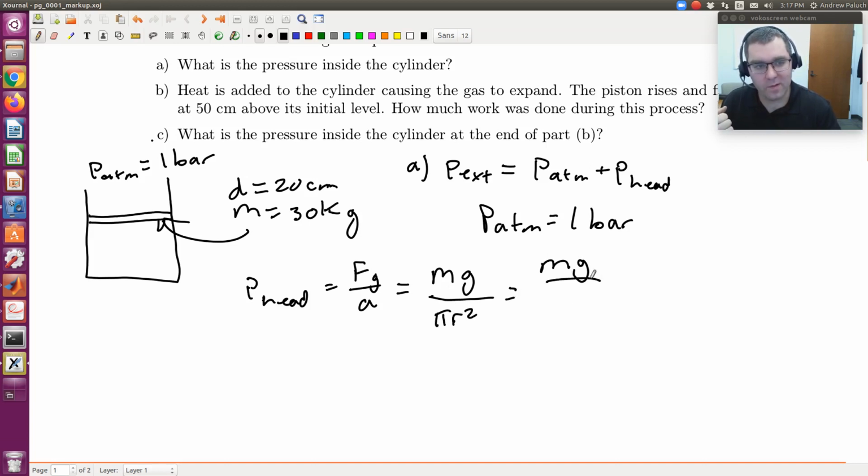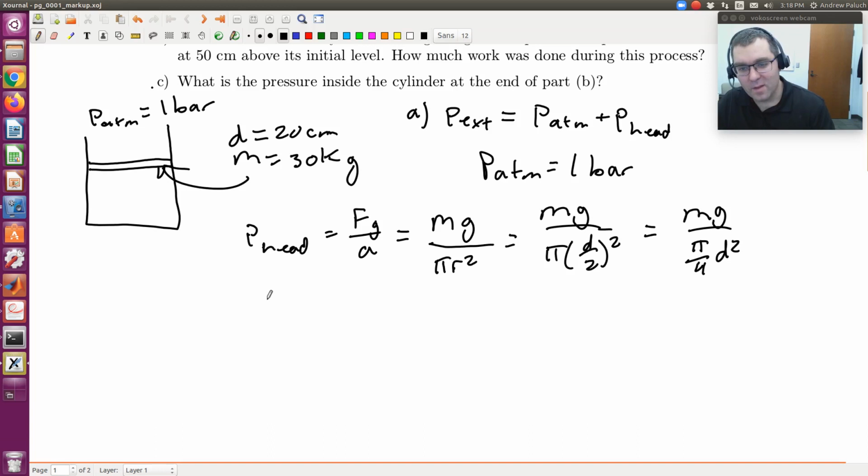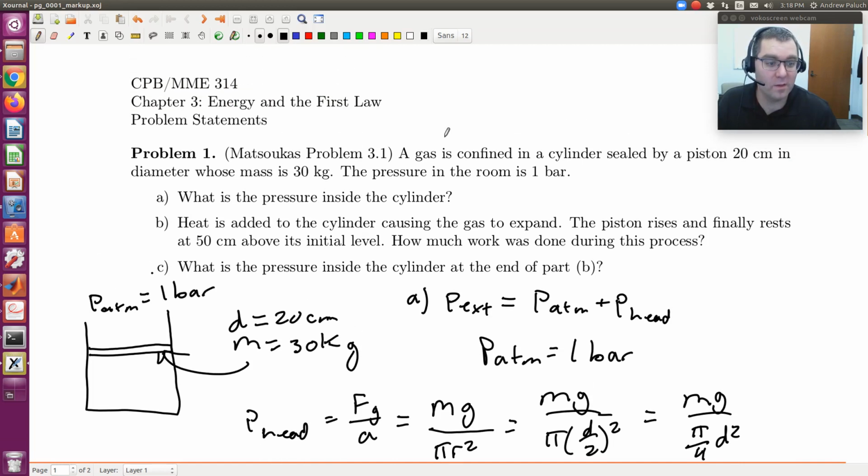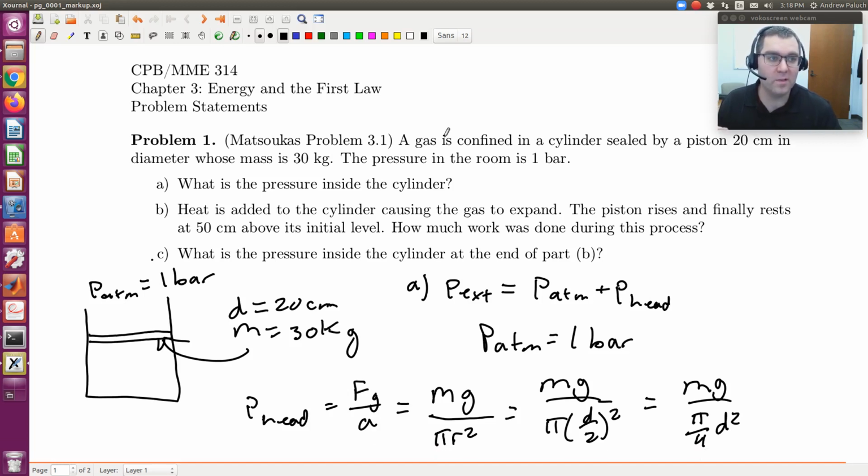If I simplify this out, we're given diameter, so my radius is one half my diameter. So this should be mg over pi over 4 d squared. Let's calculate it. As I calculate this, I'm going to make sure that I'm using SI units. Mass is in kilograms, and g is my gravitational constant, 9.81 meters per second squared, the only one I remember. The diameter is given in centimeters, so we'll convert that to meters. If I keep everything in SI units, the pressure I compute will be in units of Pascal, and then once I get that, I can convert to bar.